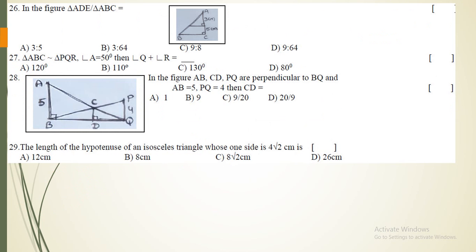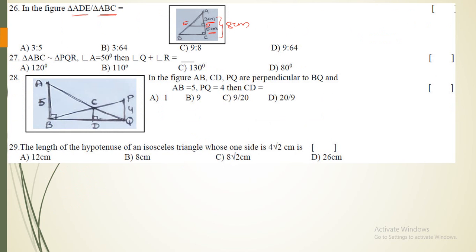Next, moving on to one more question. In this triangle, this length is 3 centimeters and this length is 5 centimeters. This total length is 8 centimeters. Now what is he asking? Area of triangle ADE, so this is D and this is point E. Area of triangle ADE by area of triangle ABC. If you observe these two triangles, ADE and ABC, these two triangles are similar.